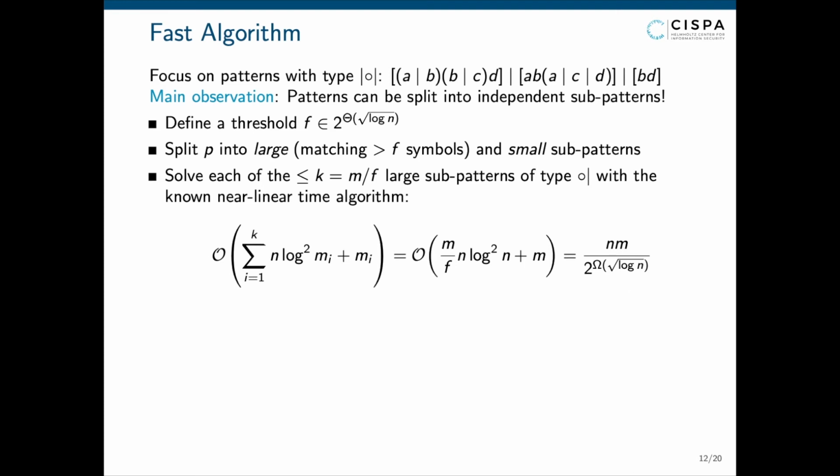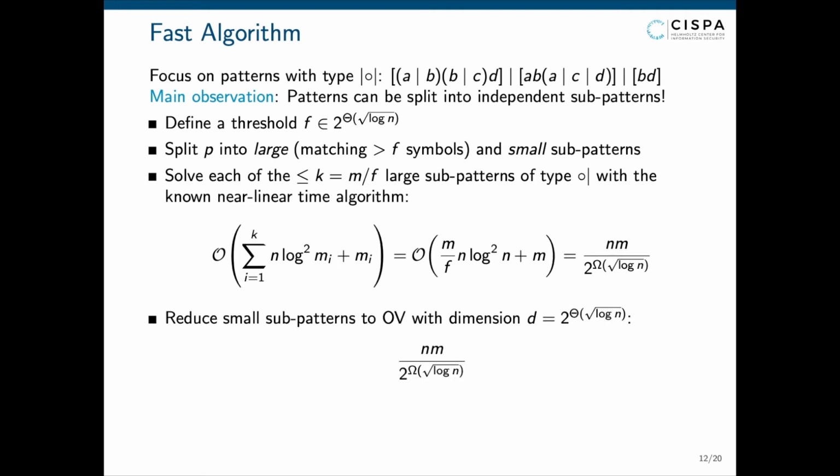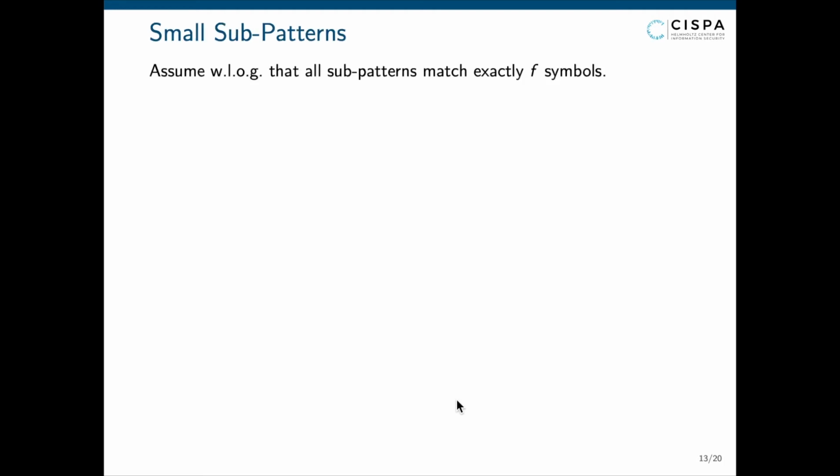But of course, we also have to consider the small pattern types. For them, we give a reduction from pattern matching to OV, and we keep the dimension small. By this, we directly get an improved algorithm by the lemma we have seen on the slide before. So how does this reduction work? For simplicity, we assume that all subpatterns have the same length or match exactly f symbols.